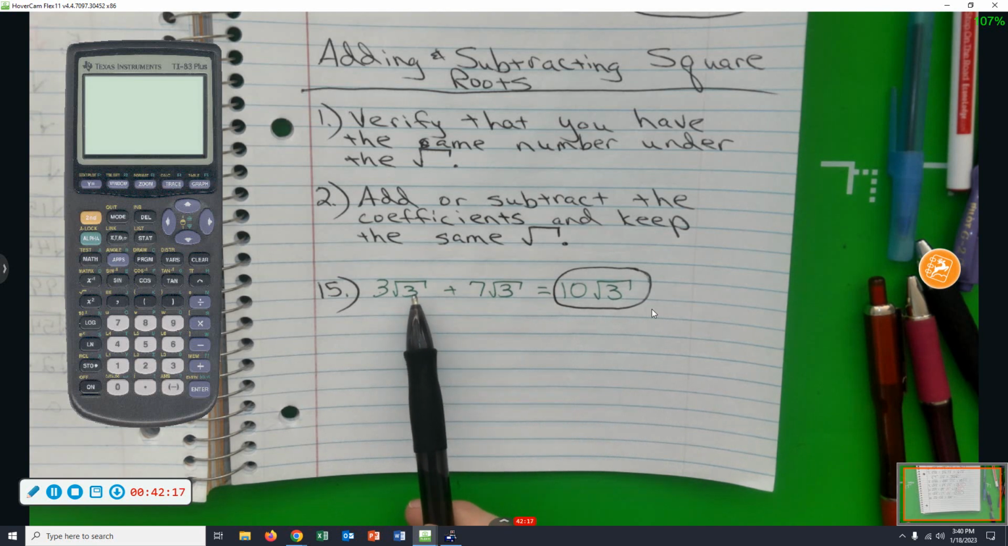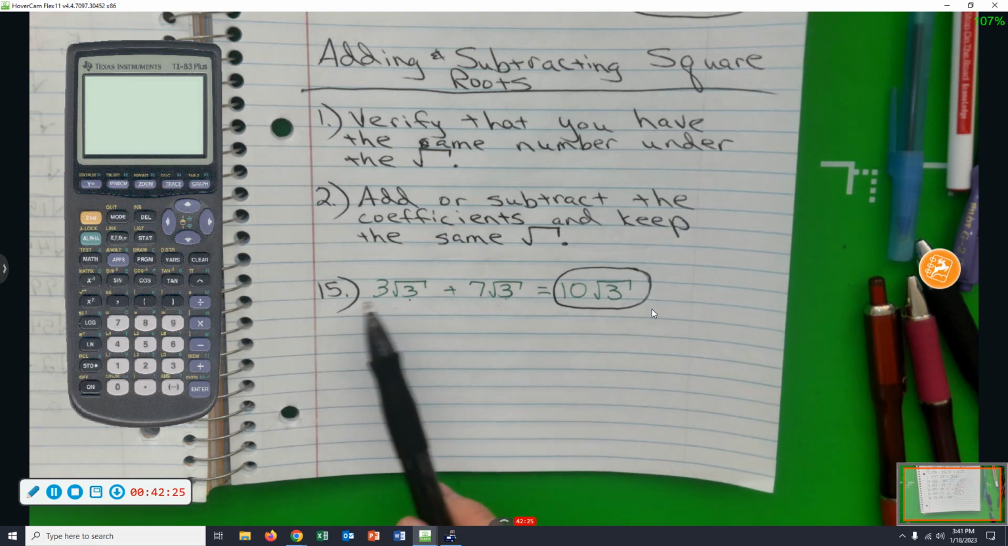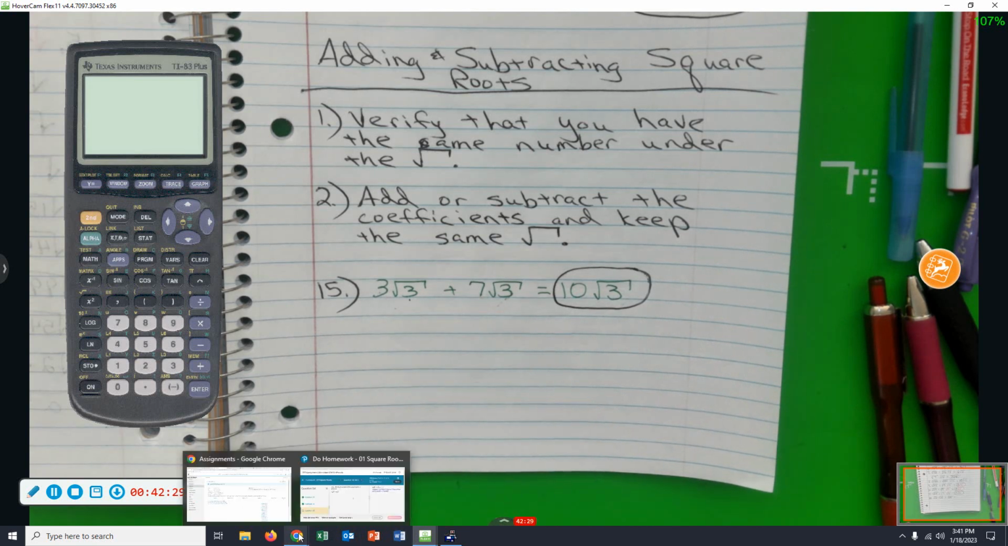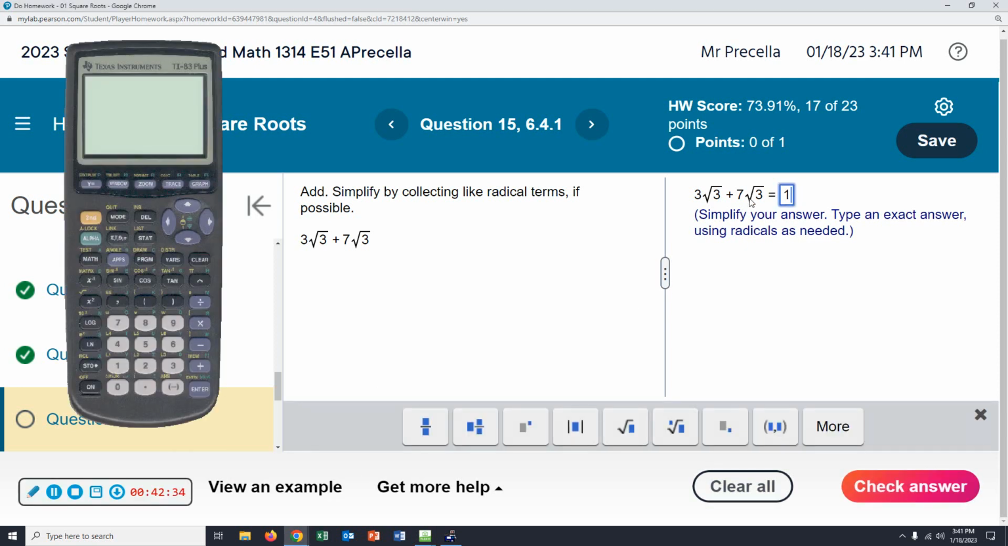Make sure, to add or subtract square roots, you have the same square roots on both terms. Then you keep that radical part and add or subtract the coefficients. Any questions there? 10 square root of 3.